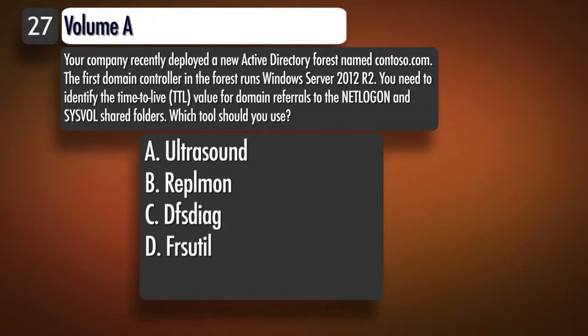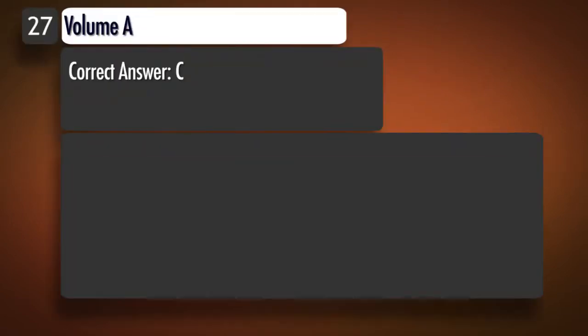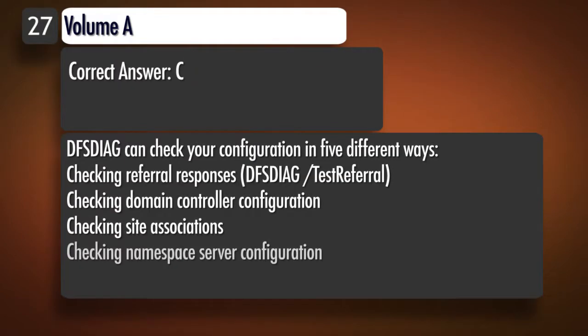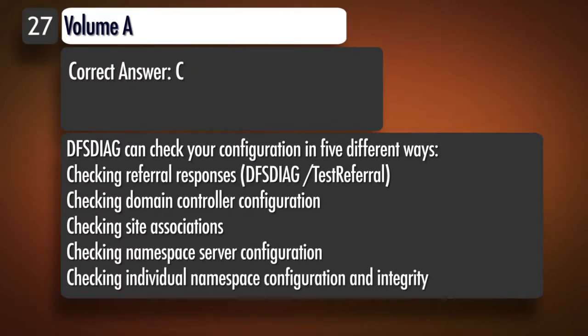A. Ultrasound. B. Rippleman. C. DFS-Diag. D. FRS-Util. Correct answer, C. Explanation. DFS-Diag can check your configuration in 5 different ways.